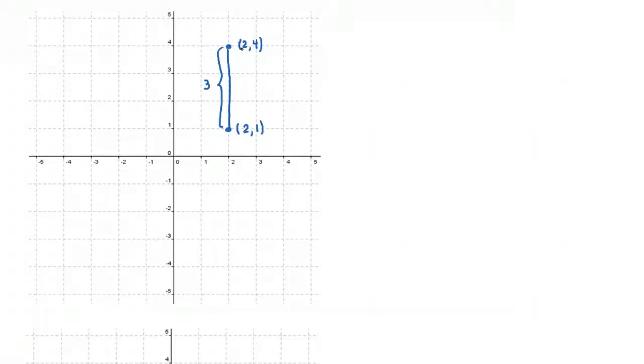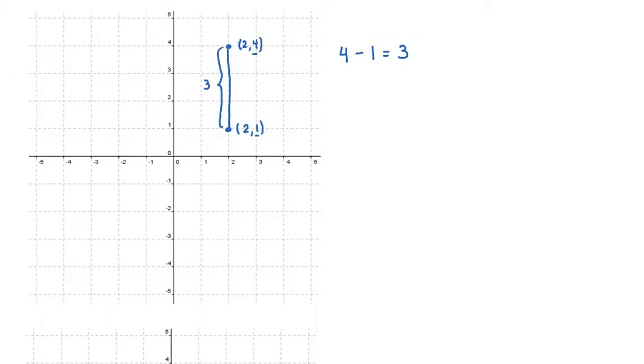Well, what we can do here is we see that the y components are different, but the x components are the same. So to figure out the length of this, we can simply take 4 minus 1, which is equal to 3. So notice I took 4, which is that value there, minus 1, which gives me 3. The length of this line doesn't change in the horizontal direction.